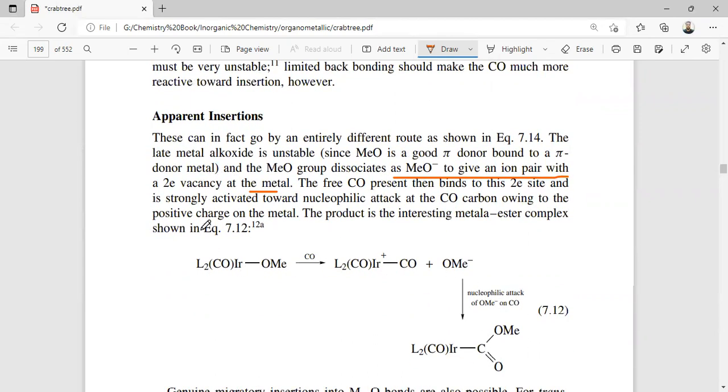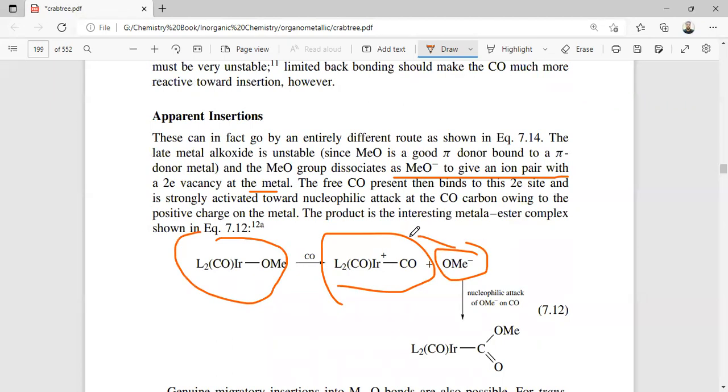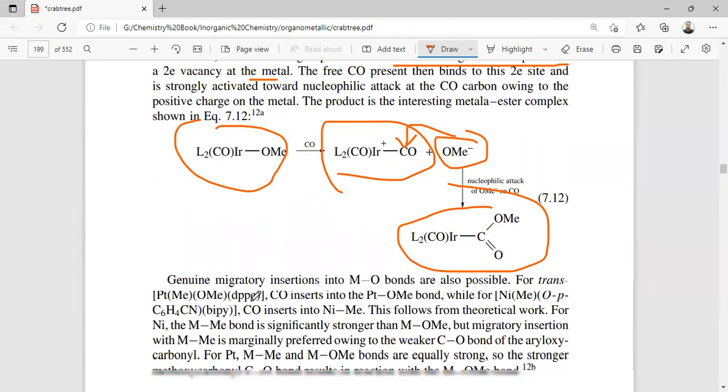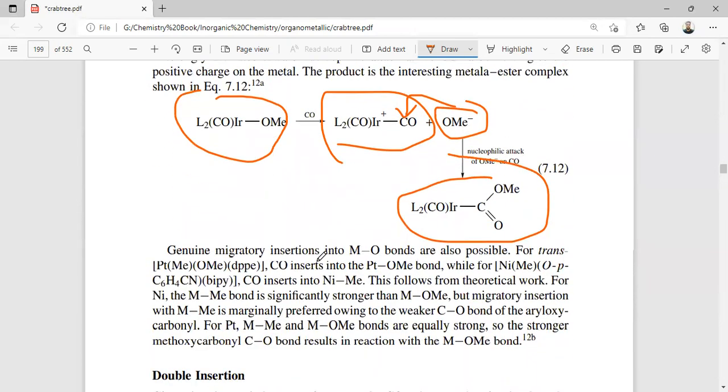So here, the OMe metal alkoxide is very unstable, so that will eliminate to form this cationic intermediate. Then this nucleophile will attack the electron-deficient carbon center to form this ester intermediate. So genuine migratory insertions into the M-O bonds are also possible.